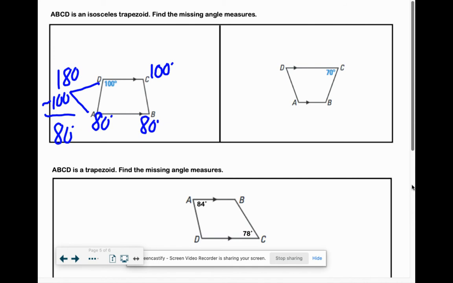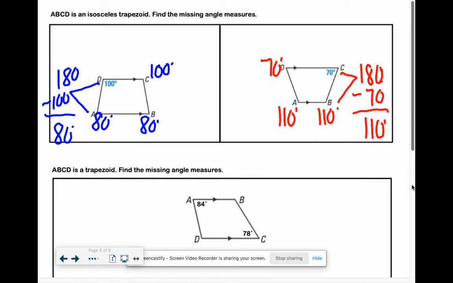Okay, on this example, what other angle is 70? Yep, so D. And then how do we find the other two? Bingo. 110. So that's when you have an isosceles trapezoid.